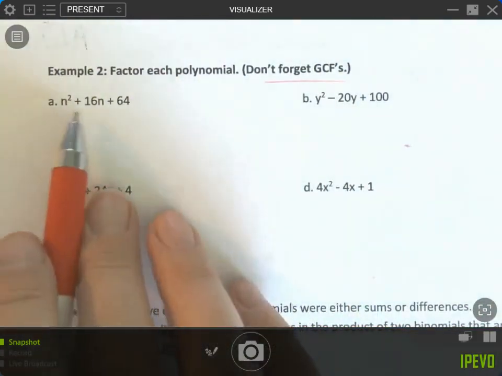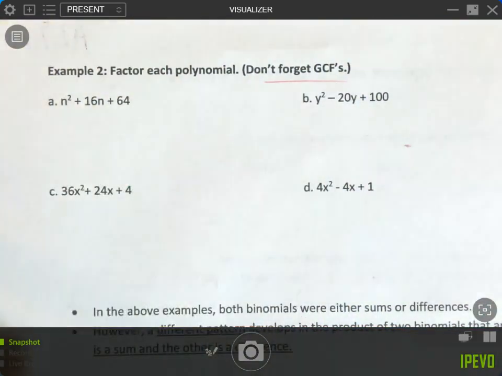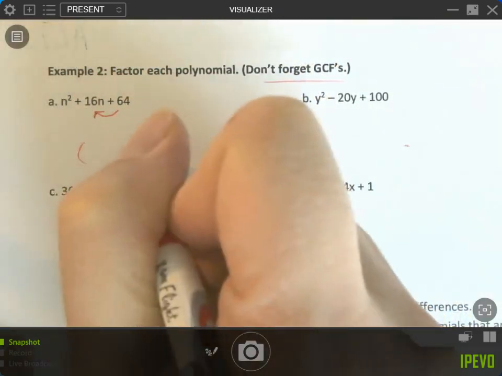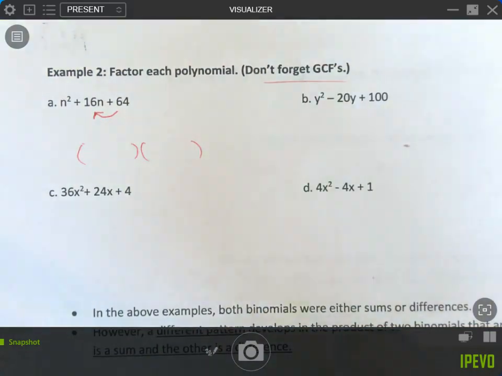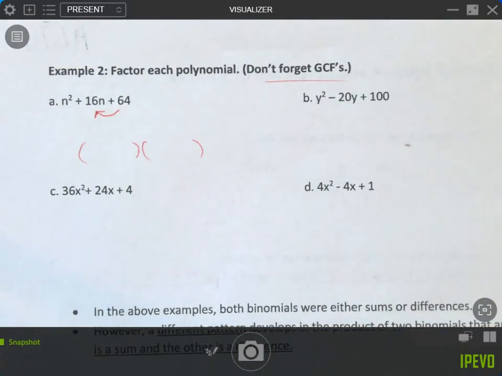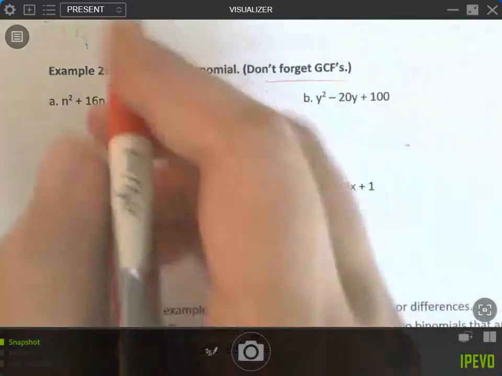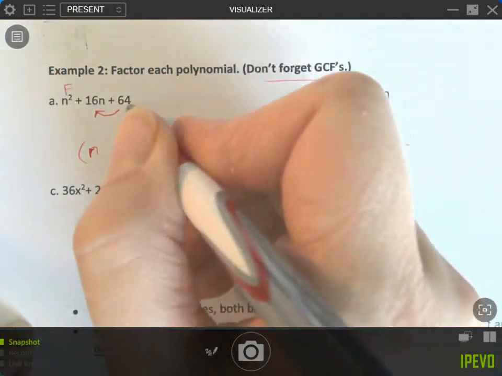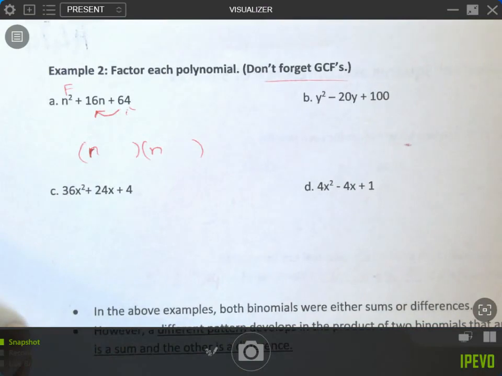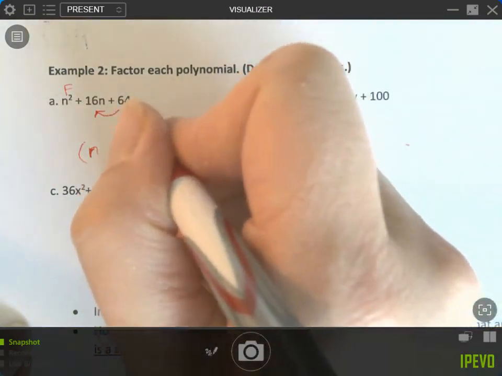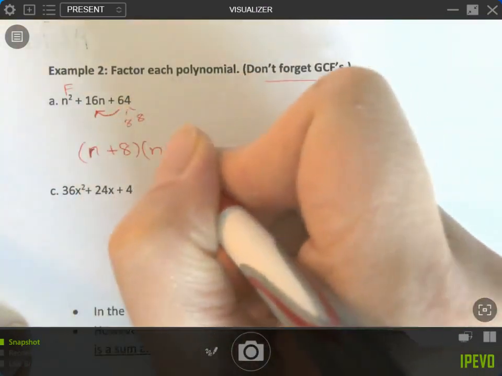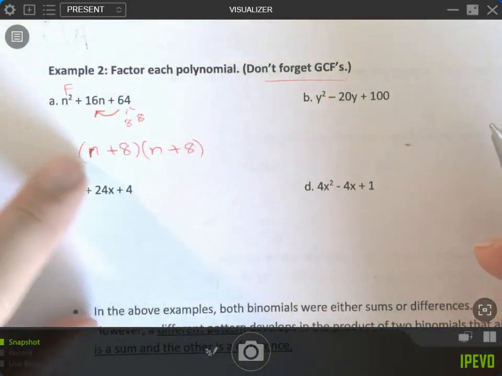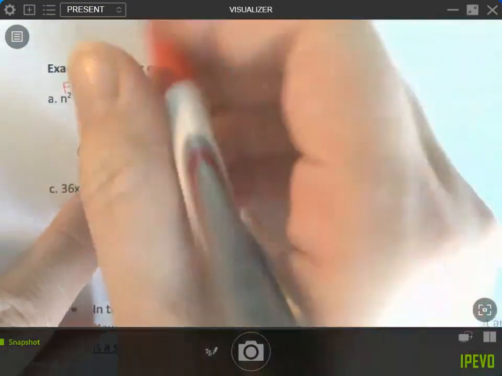So first, is there a GCF here? No. Okay, A is 1, so the factors of 64 will add up to 16. Now, if you're looking at this and it's all mixed up, take the pass. N times n is your n squared. And what multiplies to get 64? And that's what I'm going to try first. A positive 8 times a positive 8. Does it work? N times n is n squared. 8 times 8 is 64.